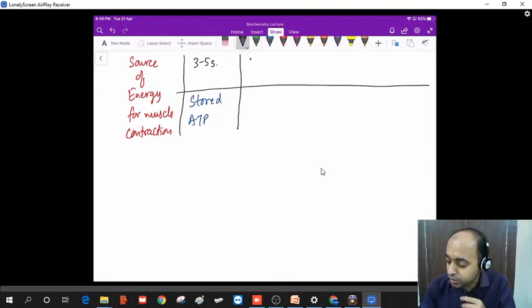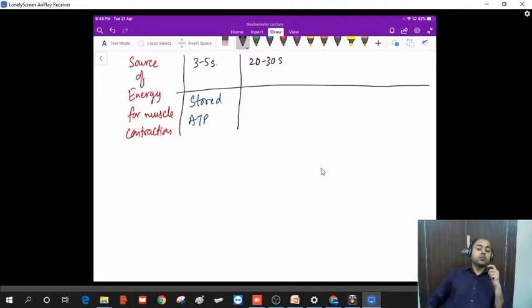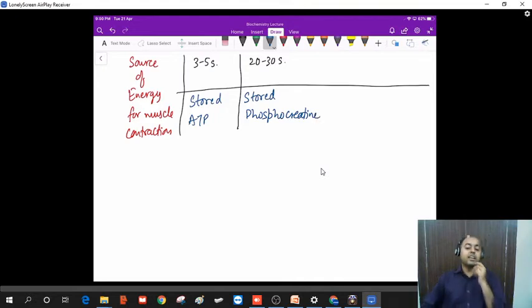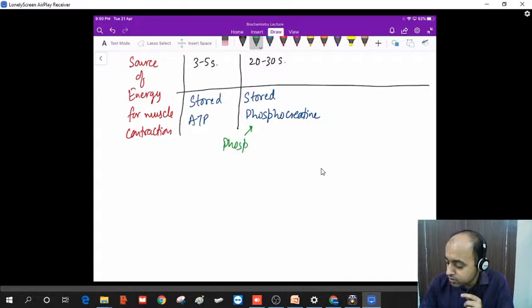Subsequently, in the next 20 to 30 seconds, the stored phosphocreatine is used to regenerate the ATP. This phosphocreatine is known as phosphagen or the high energy phosphate.